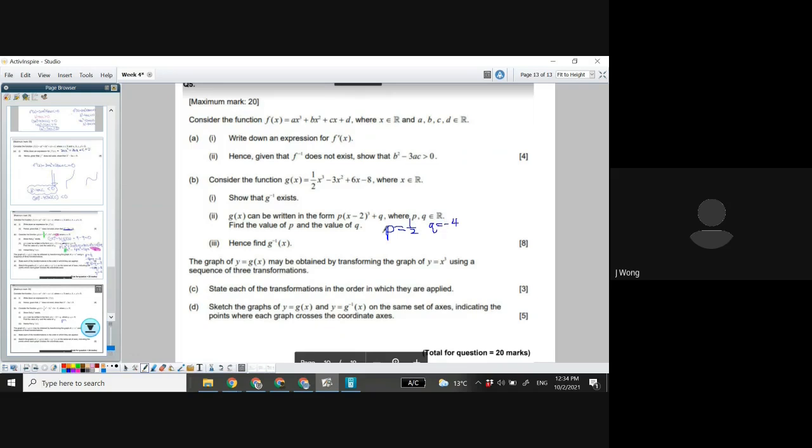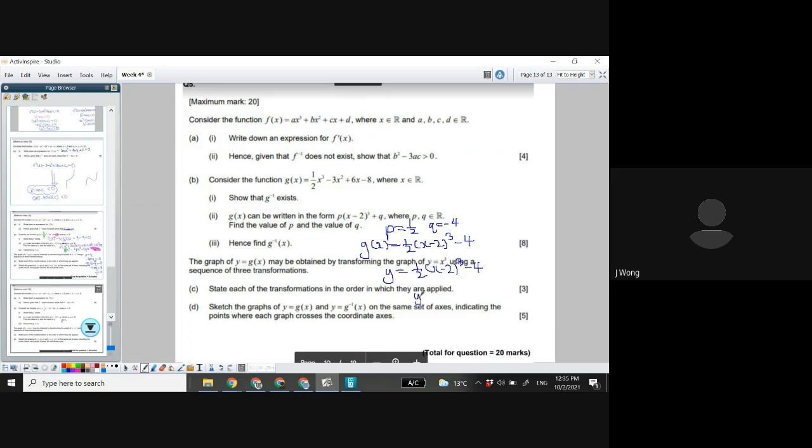So why is that helpful? Because then it will help us to just find g inverse very easily. So therefore g of x could be rewritten as a half of (x minus 2) cubed minus 4. So if you want to find g inverse, then really what you're going to do is just make x the subject from this instance.